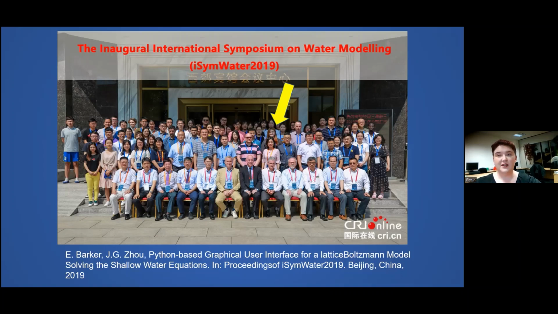Upon the completion of this, I was invited to give a talk at the inaugural International Symposium on Water Modelling in Beijing, China, in July of 2019. I published a paper at the conference entitled A Python-based Graphical User Interface for a Lattice-Boltzmann method solving shallow water equations. You can see me in the picture at the yellow arrow.